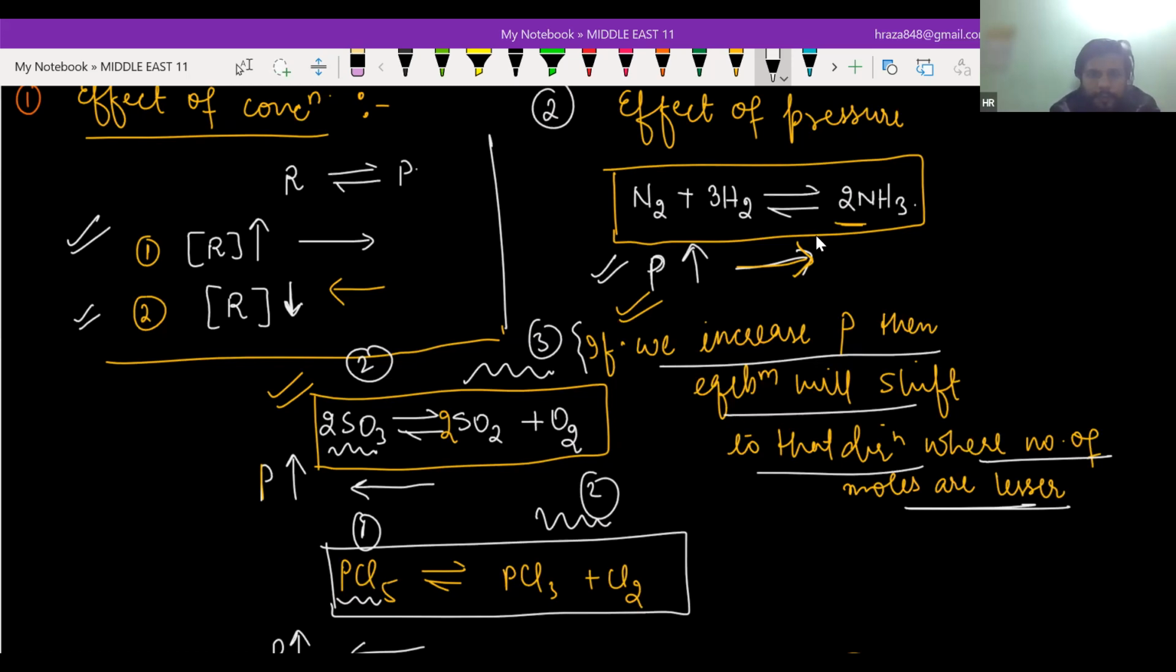Very good, Ifra. So I'm again repeating, whenever there is an equal number of moles on both hand sides, left hand side or right hand side, the pressure change won't affect it. And remember, whenever we increase pressure, the direction will be where the number of moles is lesser. Okay, Arsalan.